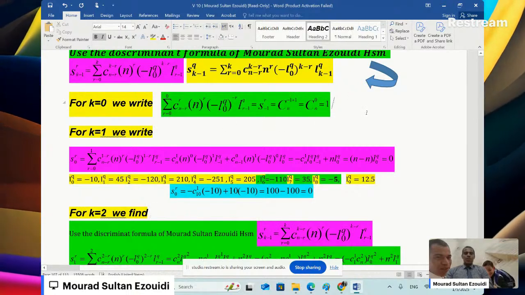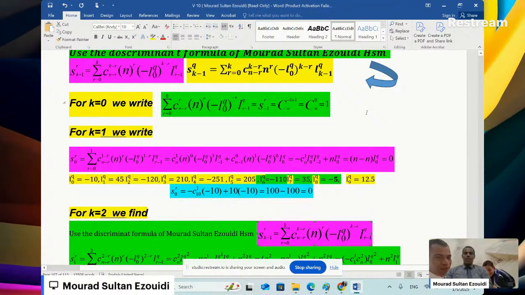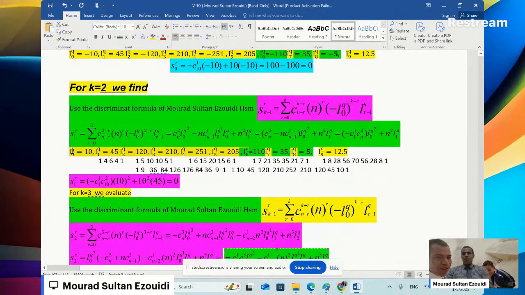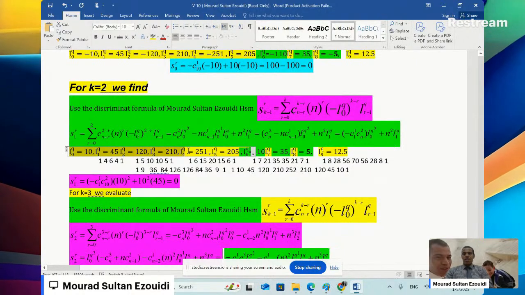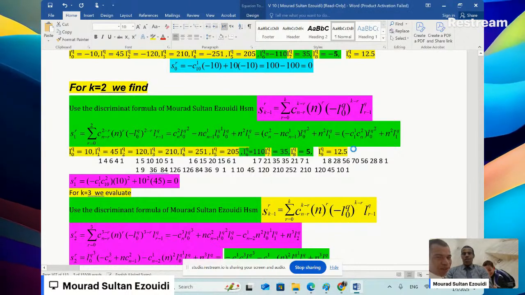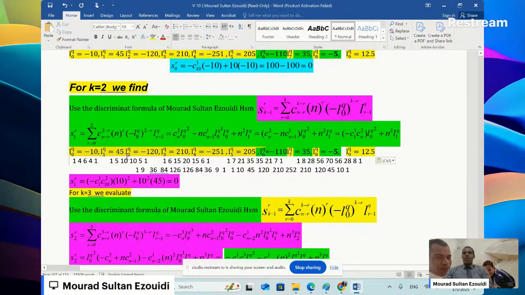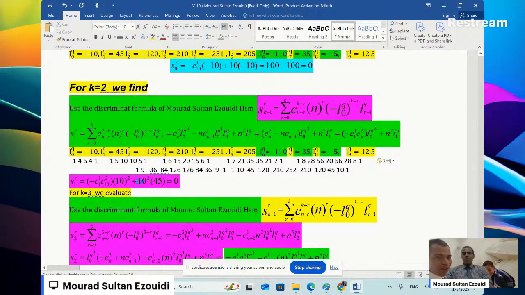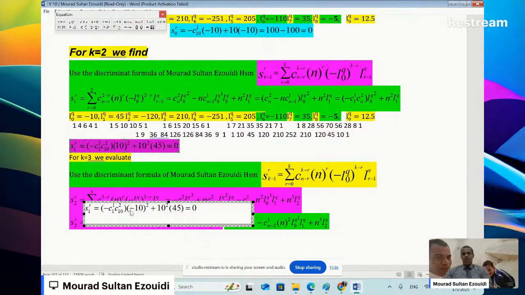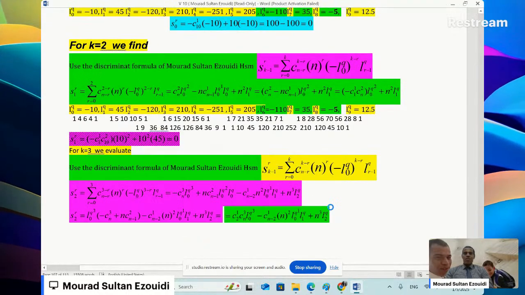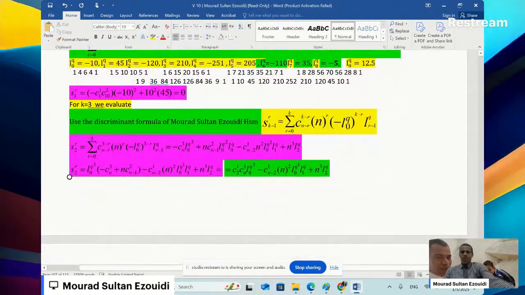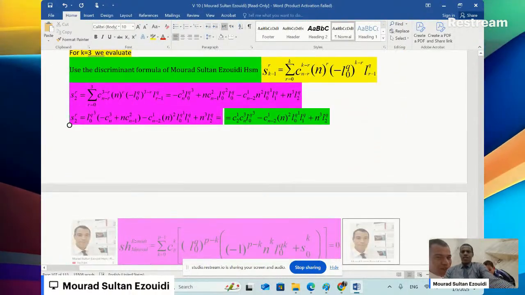Move to the next step. Now I want to find S1. To find S1, my kids, just go through the Azwidi theorem and replace L0 with minus 10 and L1 with 45. I'm going to change this one, of course, because L0 now is negative 10. So this one you can calculate, and you will get that it is equal to 0. We want now to evaluate S2.